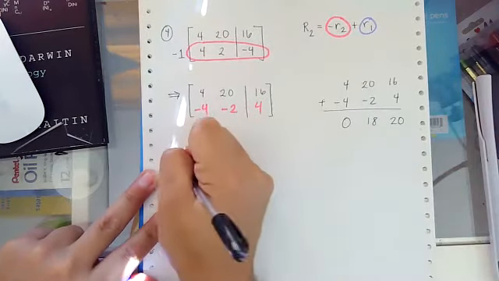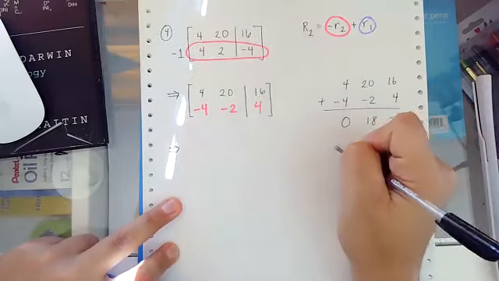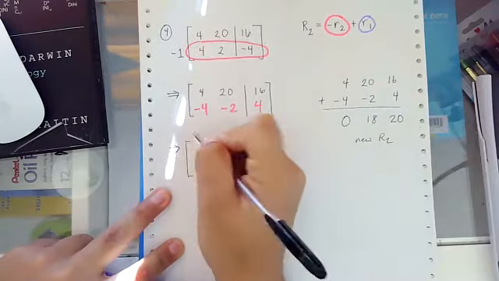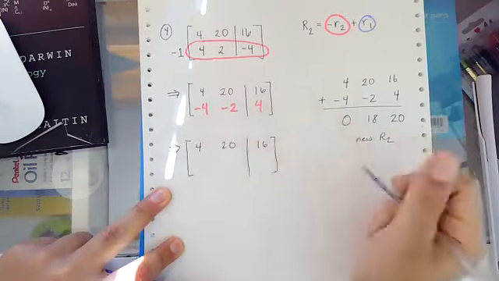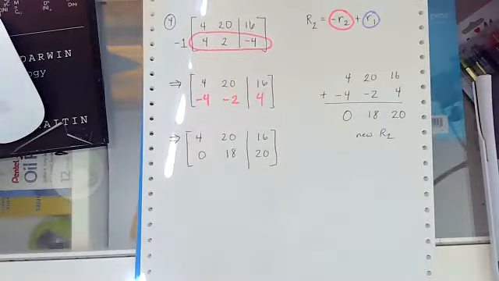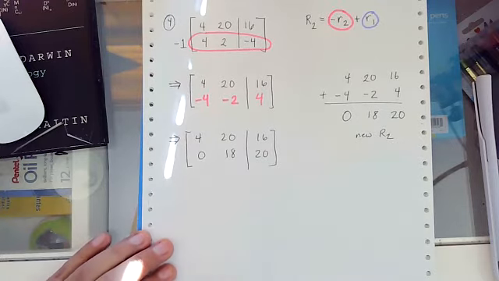Okay, so my resulting matrix, if this is supposed to be my new R2, I'll leave row 1 alone: 4, 20, 16. And is this what you guys got? 0, 18, and 20? Okay. Good. Anybody get something different?